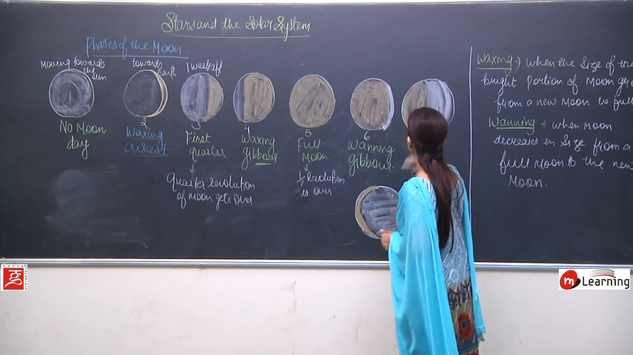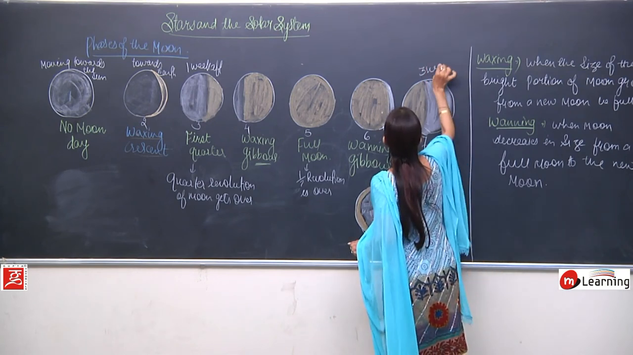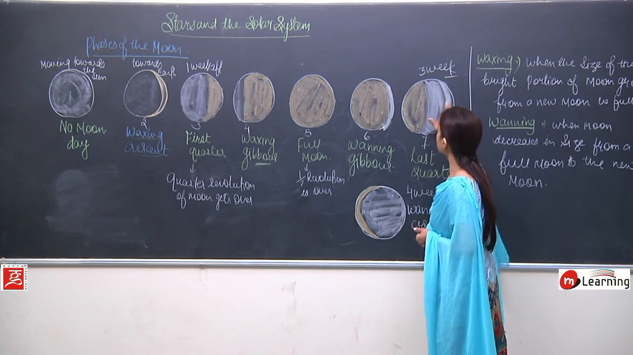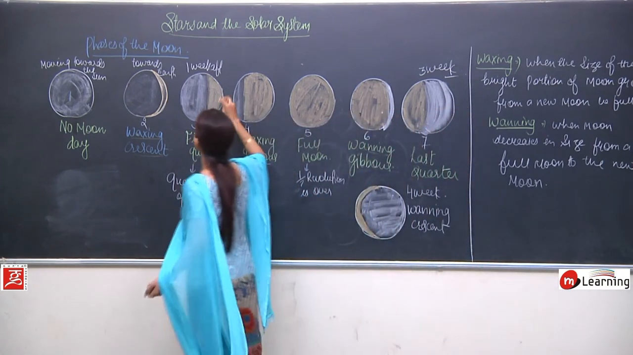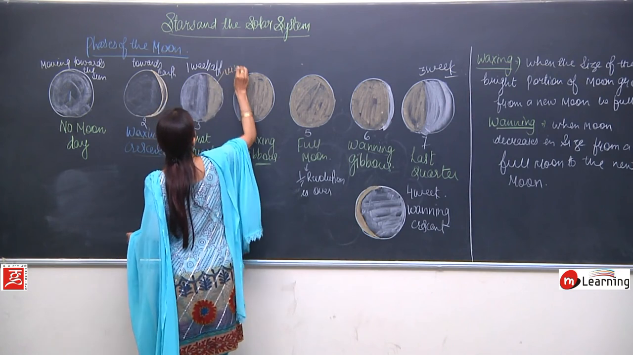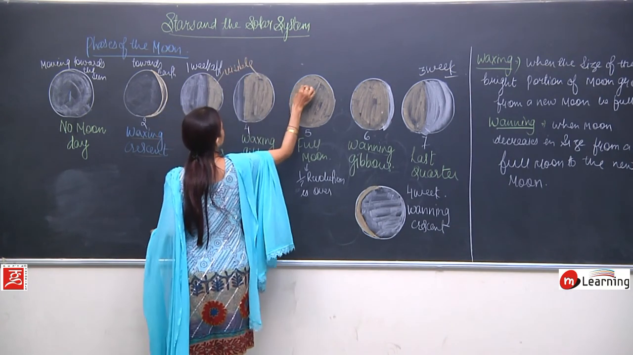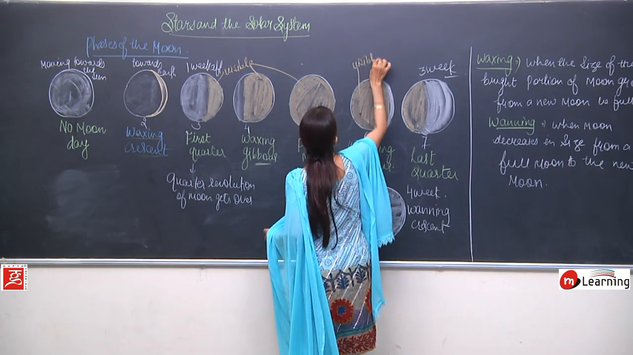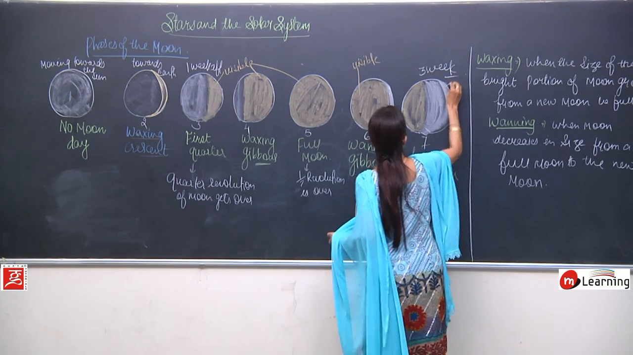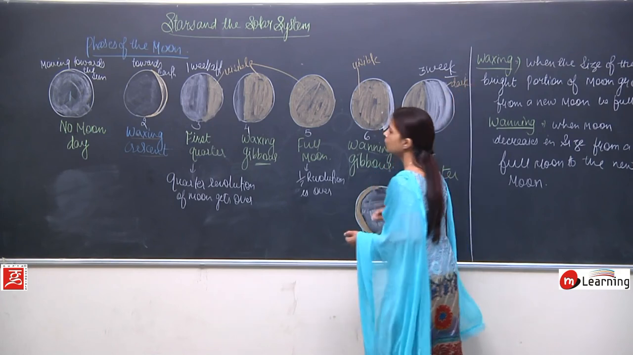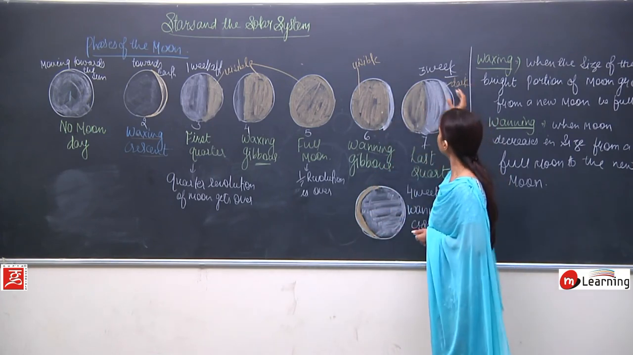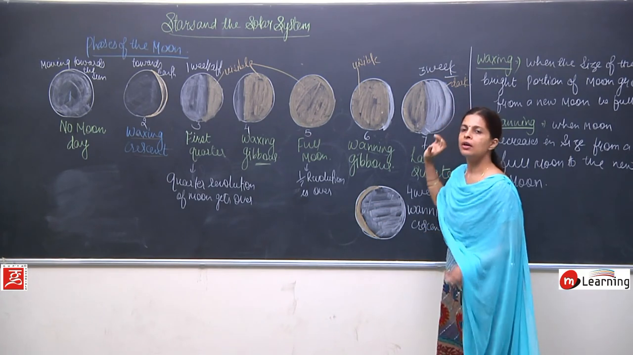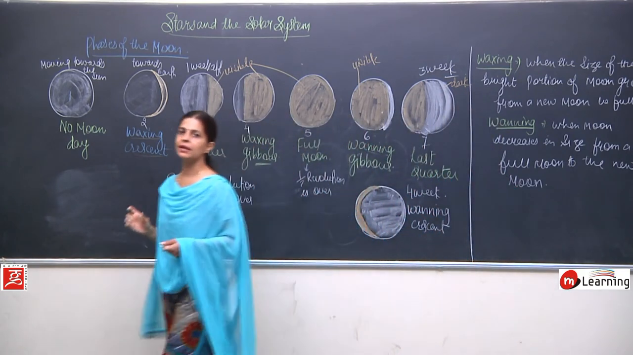Now last quarter, that means in the third week, what will happen, children? The part which was, now see, I need to write over here, this is the visible part. And this one is dark. So here within 3 weeks, what will happen? Last quarter will come, and here the part which is not visible will be increasing.